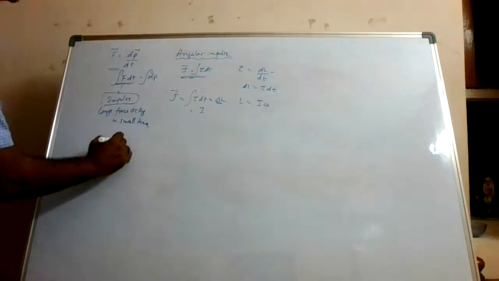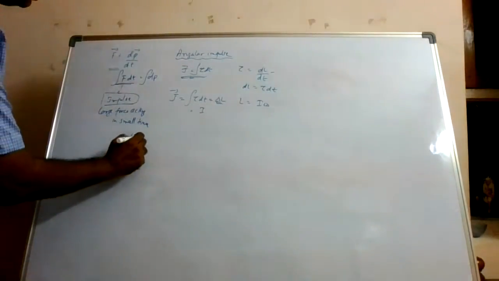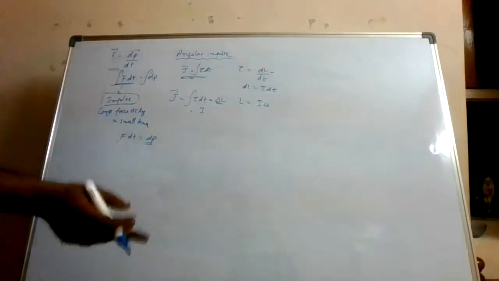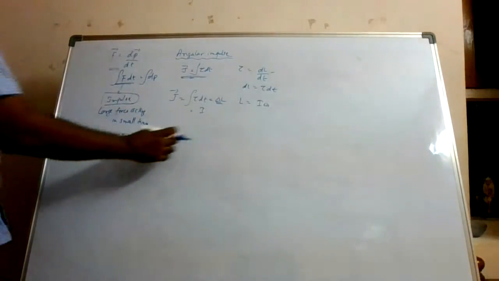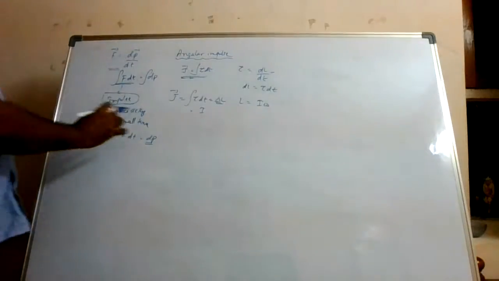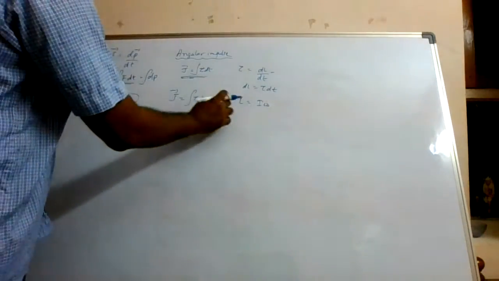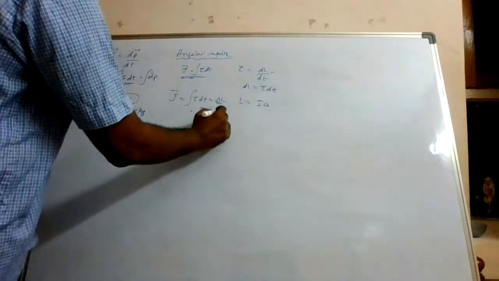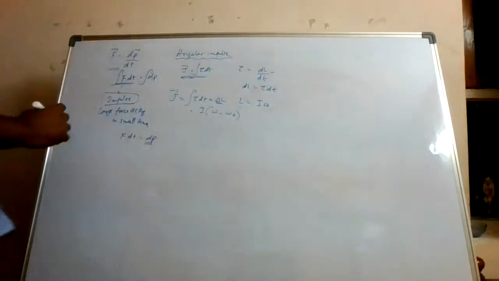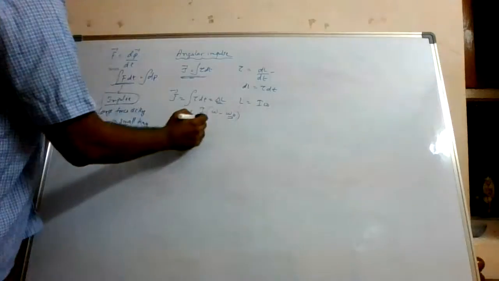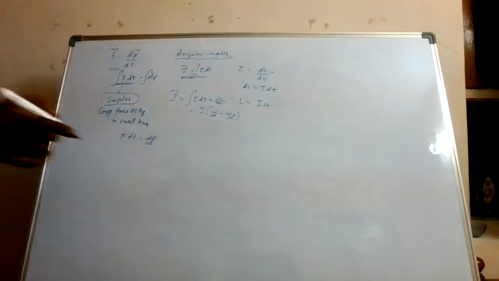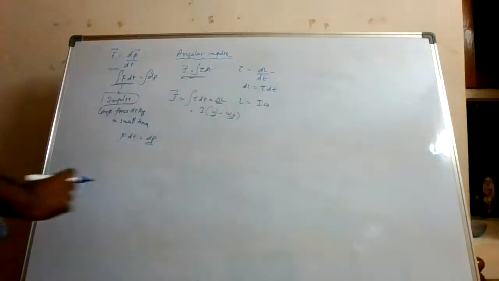Here you see, if I write F dt is equal to dp, what is dp? Change in linear momentum. So here it is change in angular momentum. Change in angular momentum is equal to angular impulse. So how can you write it? It is I into (omega minus omega naught). Omega naught is the initial angular speed, and omega is the final angular speed.